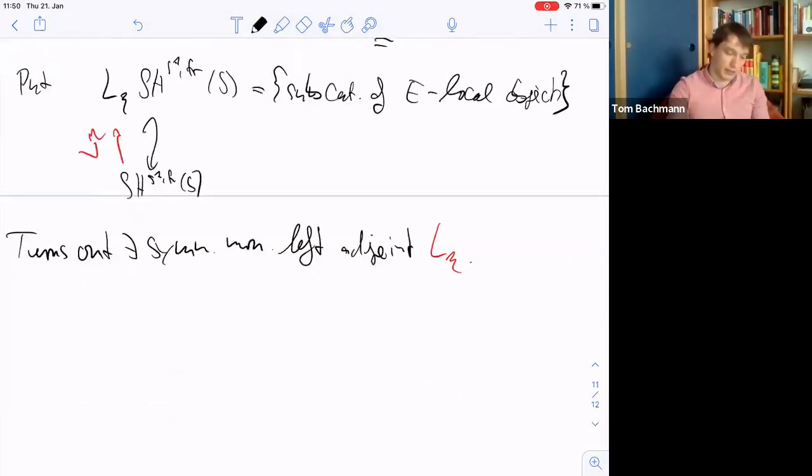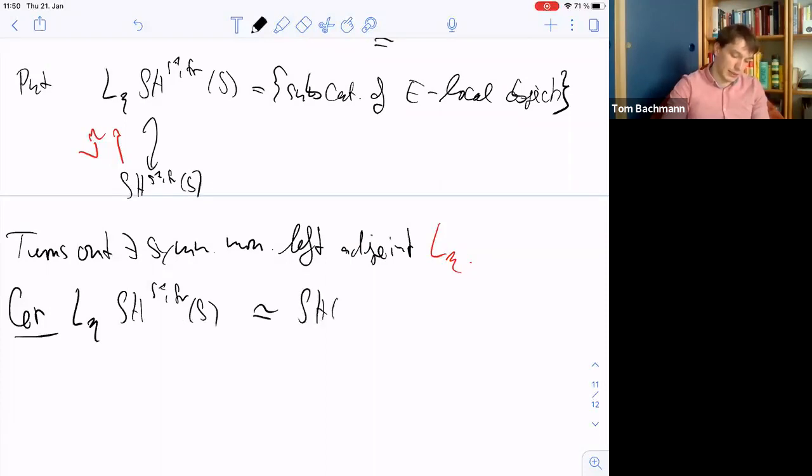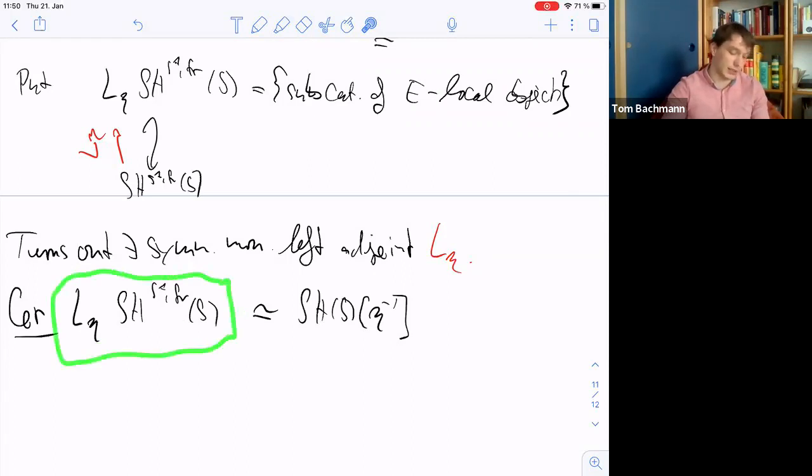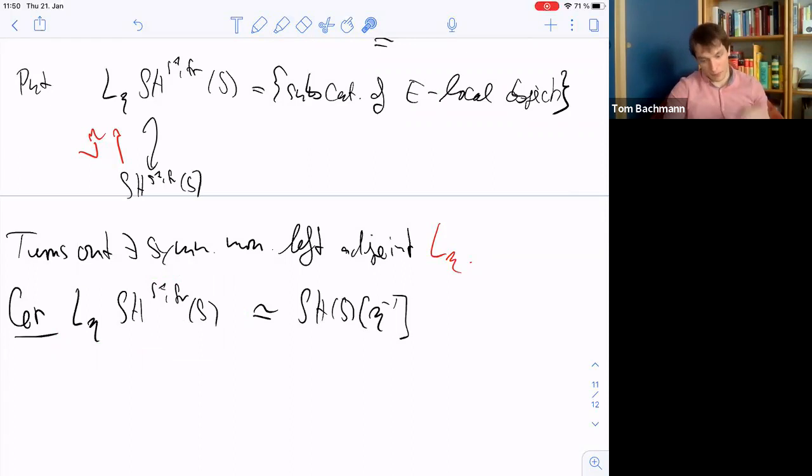Okay. And so now we come to the point of the move. The corollary, which is pretty easy, is that Eta SH S1 framed of S is just equivalent to SH of S eta inverted. So this category, which we set out to study, you can actually describe it like this. And so I think this is actually by itself already a very interesting, if not particularly difficult, result. And the reason is the following.